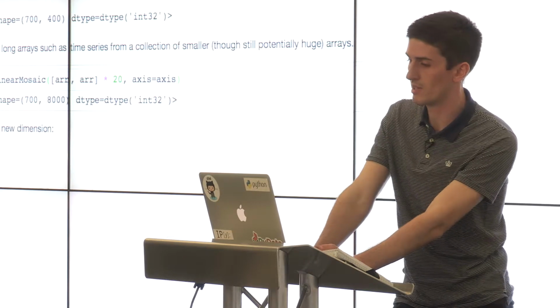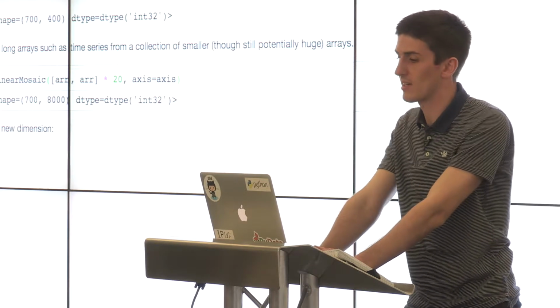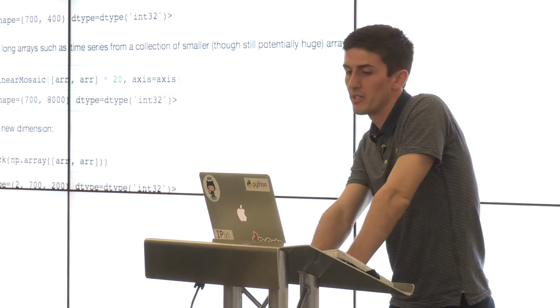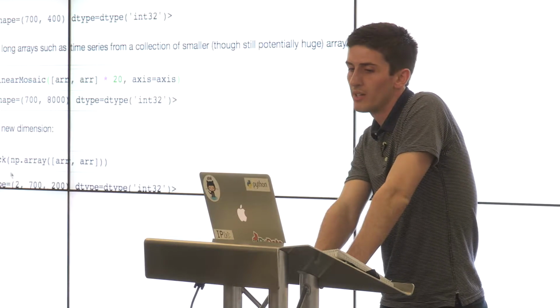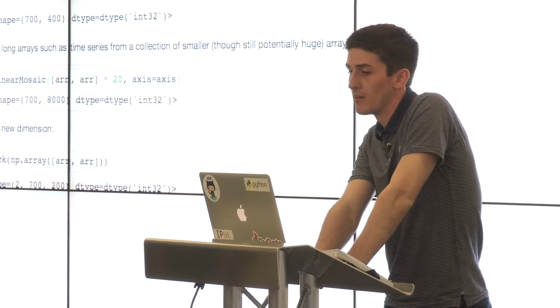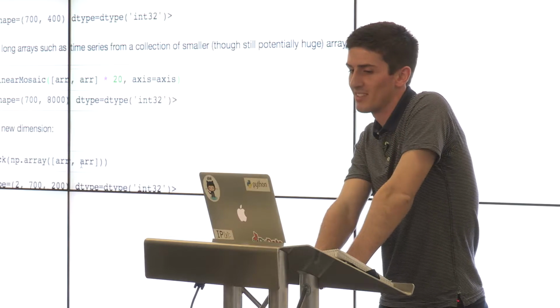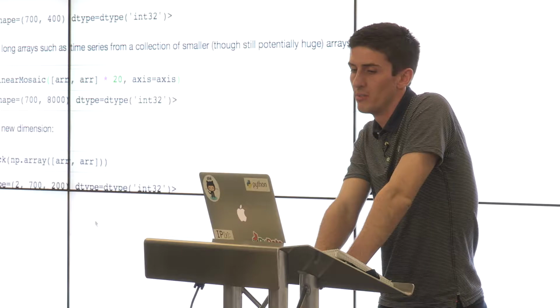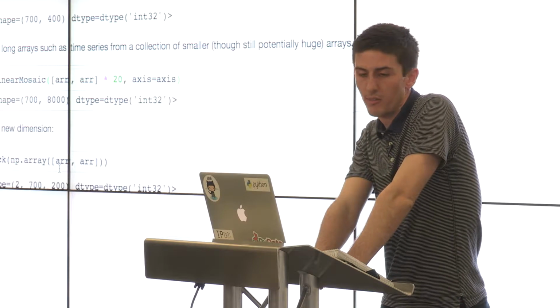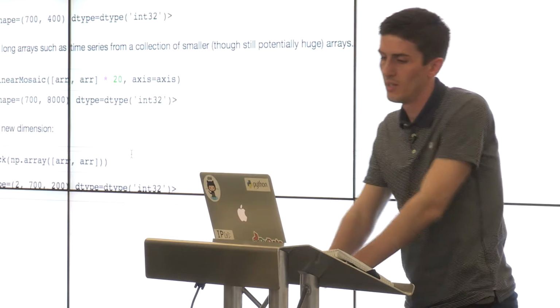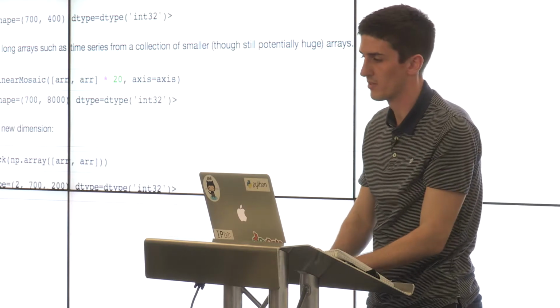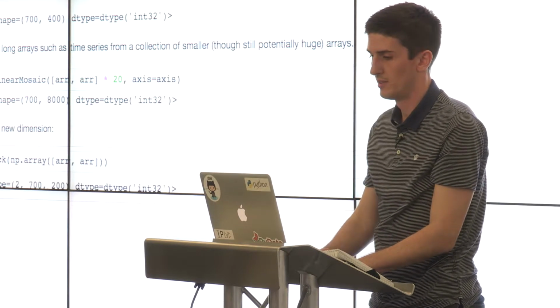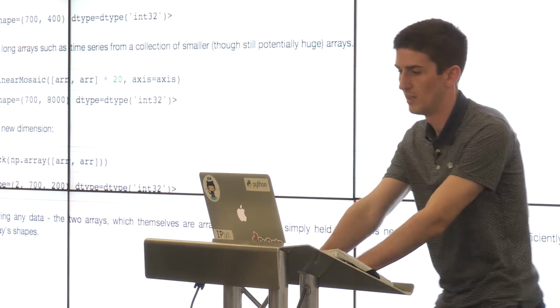So this is what I was actually meant to talk about, the stack. So we can also create a new dimension with an array stack. And that just takes an array of array objects, and it gives us a new dimension. So we've now got a 2 by 700 by 200. Again, same properties, no copying needed. OK.